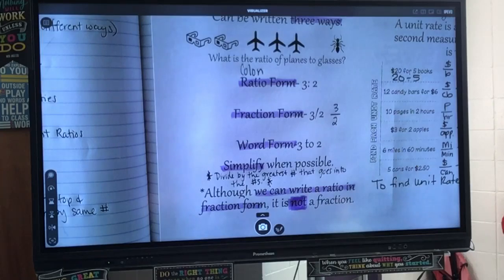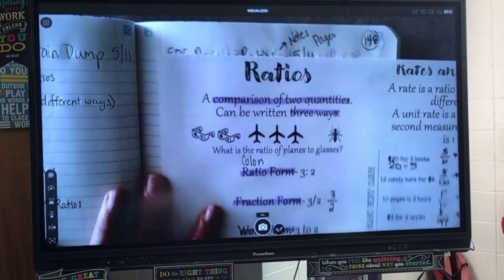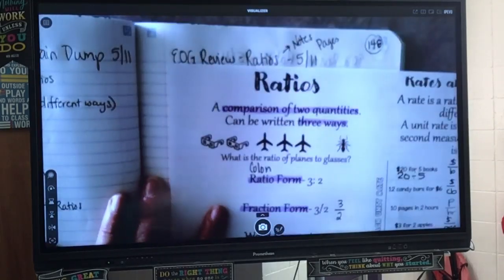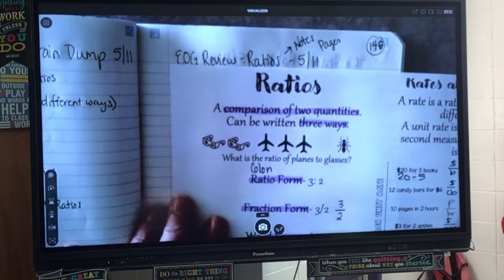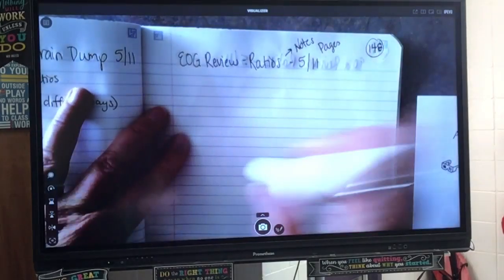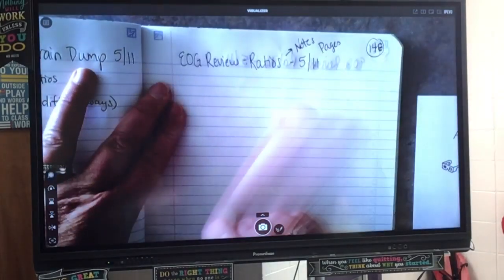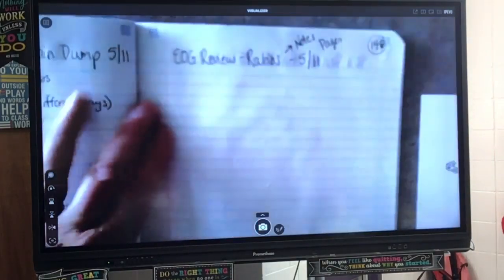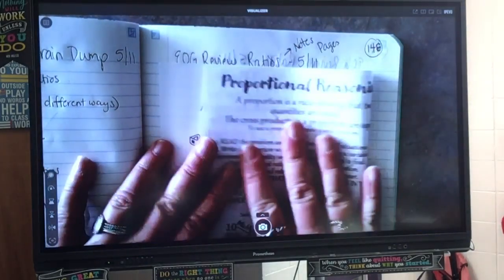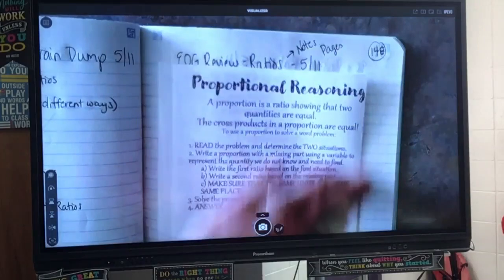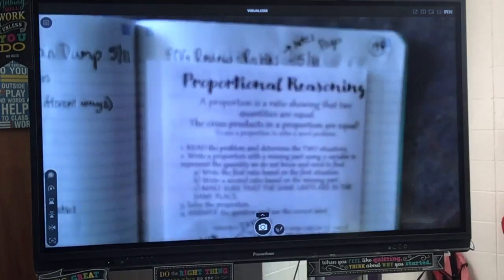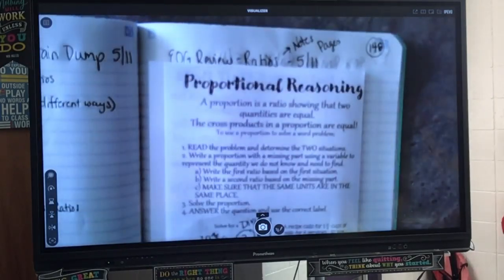Alright, so same thing as yesterday. I want you to go ahead, glue this in on your page. If your group needs glue, that's fine. Just get one from the bin, use it, and then return it. And make sure you title this page EOG Review Ratios Notes page. Sorry, I forgot what I was doing when I wrote the title. Give me a thumbs up when you have this done.